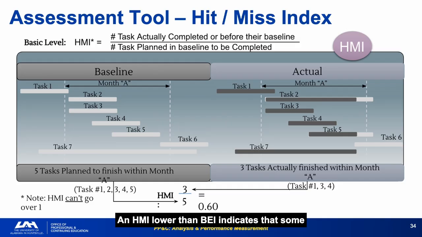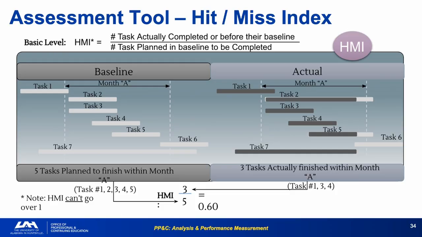An HMI lower than BEI indicates that some tasks were completed late relative to their baseline. The gap between BEI and HMI measures how much of the completion is slipping. HMI is the stricter of the two metrics. It is the one that tells you whether the schedule is being executed as planned versus being executed better or worse than planned.